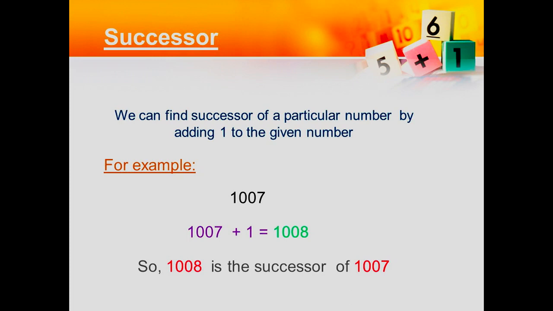We can find the successor of a particular number by adding 1 to the given number. For example, here we have 1007 as a given number. When we add 1 to 1007, we will get 1008. 1007 plus 1 is equal to 1008. So we will get 1008, and 1008 is the successor of 1007.